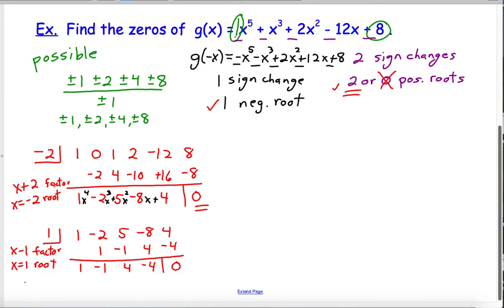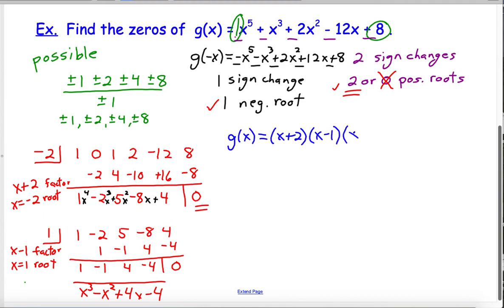So let's see where we're at. Let me move this over. So what I have down here is an x cubed minus an x squared plus 4x minus 4. So far this polynomial g of x, I can write as, I know x plus 2 is a factor. That was my first synthetic division. I know x minus 1 is a factor. And then I have left x cubed minus x squared plus 4x minus 4.